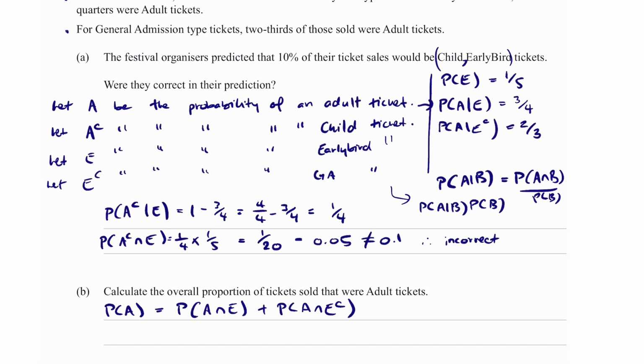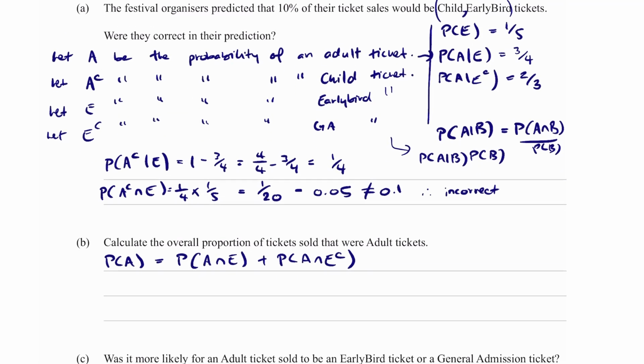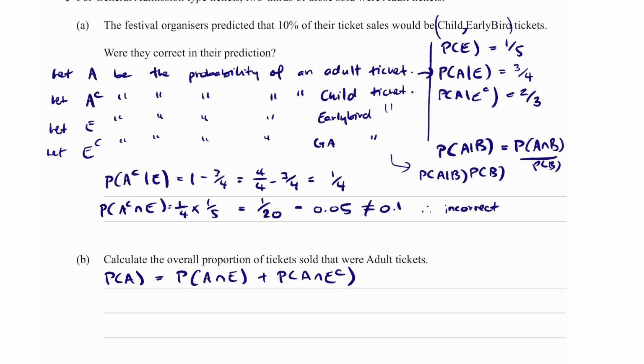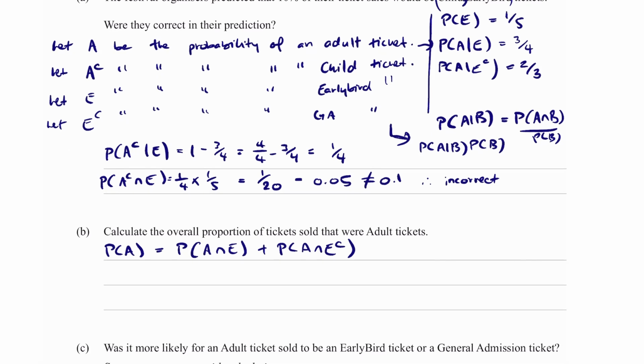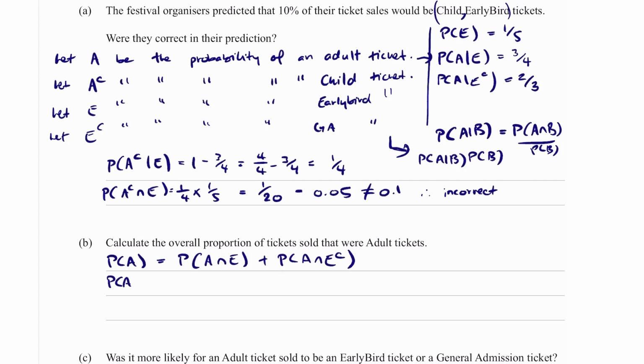This is called the partition theorem. However, we only know given probabilities. And so using our conditional probability formula down here, we can actually rearrange this. This is the same as the probability of A given E multiplied by the probability of E, added with the probability of A given the complement of E multiplied by the probability of the complement of E, or EC. So all we need to do now is just substitute in these probabilities.